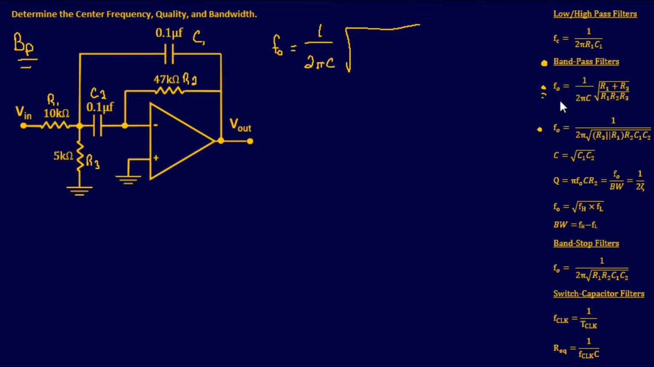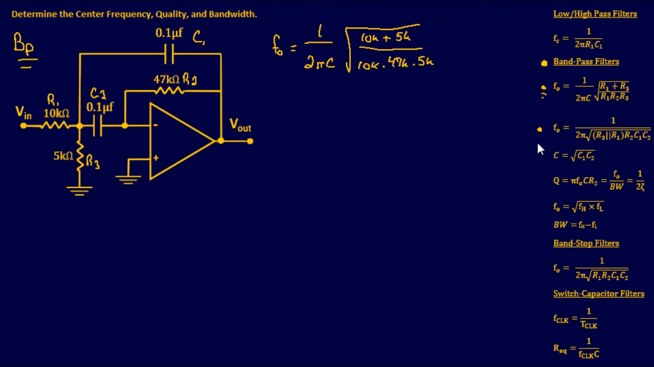So let's continue on. R1, which is 10K, 10 kilo ohms, plus R3, which is 5K, over R1 times R2 times R3. So it's 10K times 47K, and then 5K. Now here's the one thing I don't have.